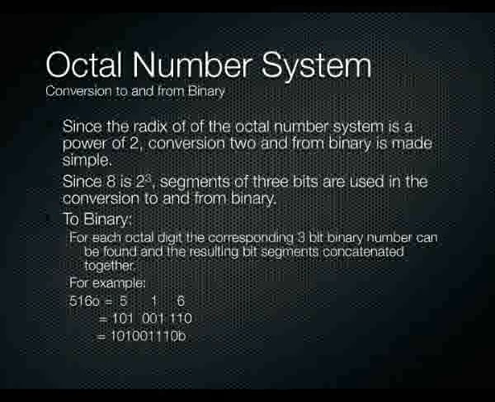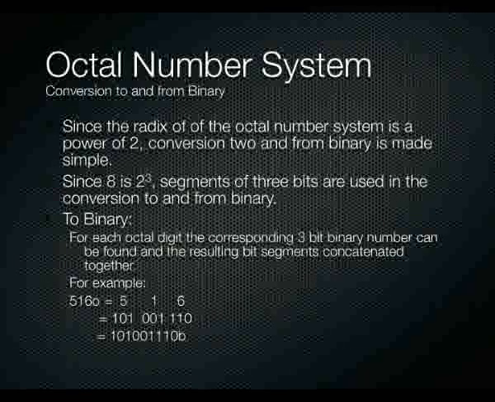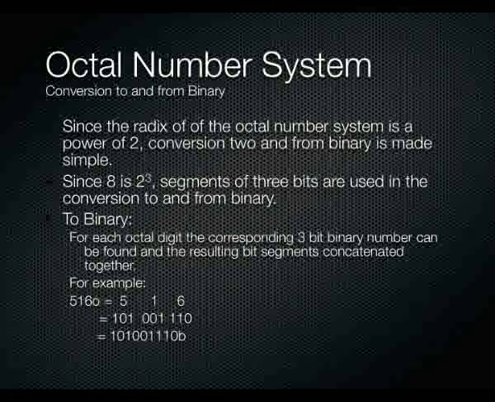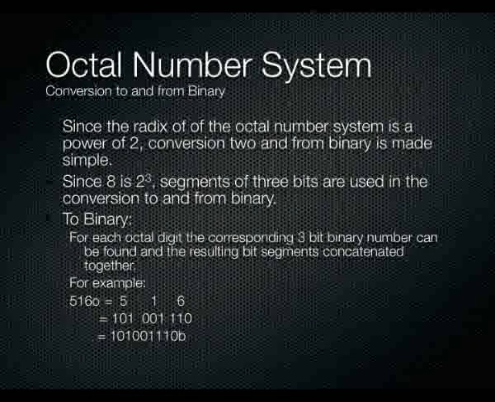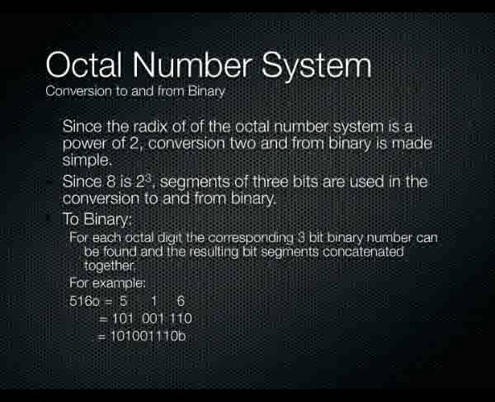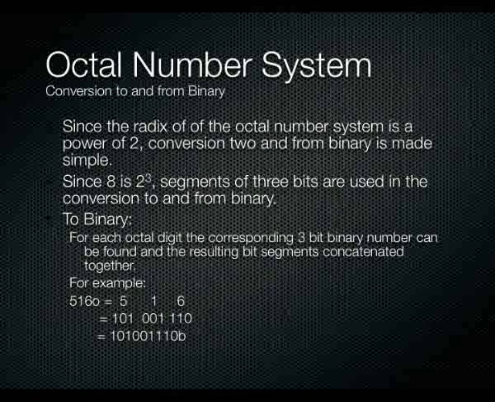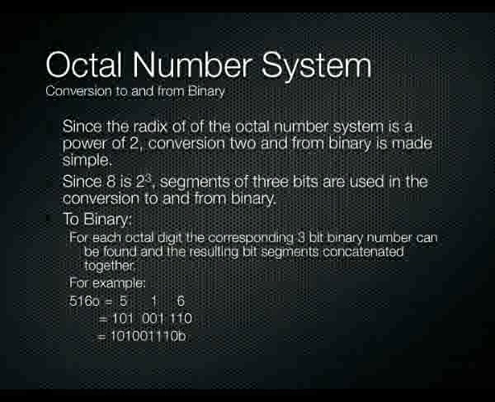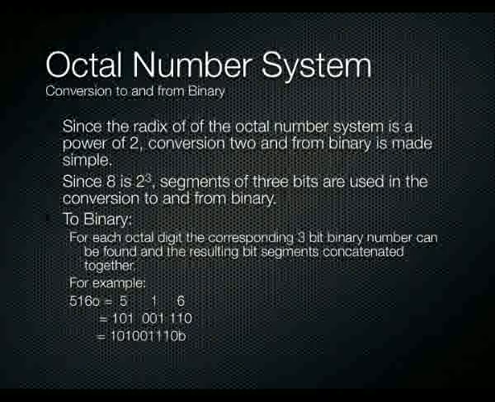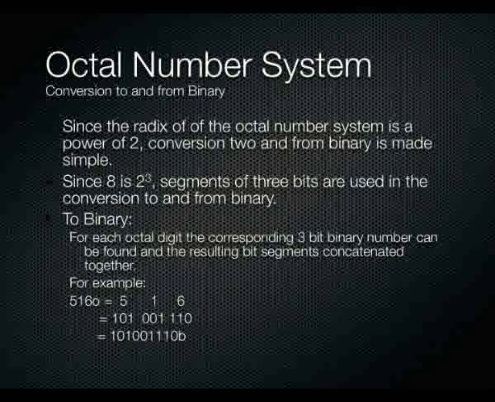When it comes to converting an octal number to and from binary, it's very easy, and that is because of the nature of octal: our radix is 8. 8 is a power of 2, in fact 2 to the 3, which means we can represent any octal number using 3 binary digits. Because octal digits run from 0 to 7, a 3-digit binary number can represent any number between 0 and 7.